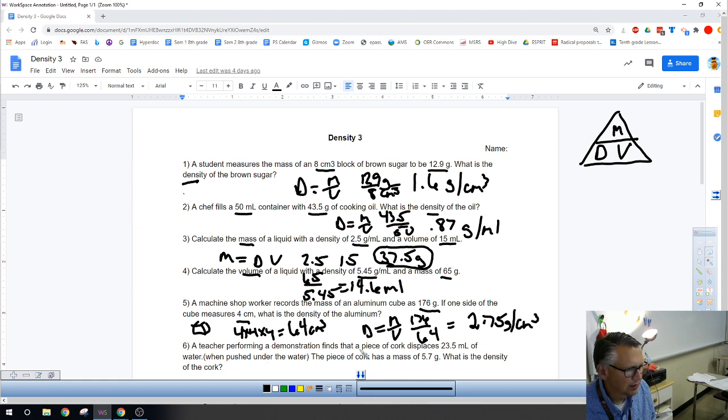A teacher performing a demonstration finds a piece of cork to displace 23.5 milliliters of water. When pushed under the water, the piece of cork has a mass of 5.7. What is the density? Density is equal to mass divided by volume. Our mass was 5.7 divided by 23.5.